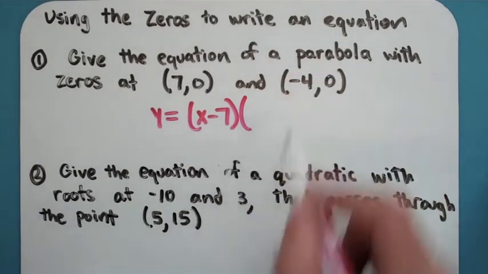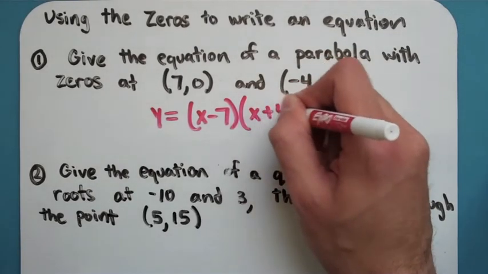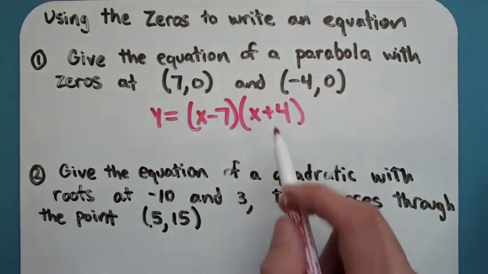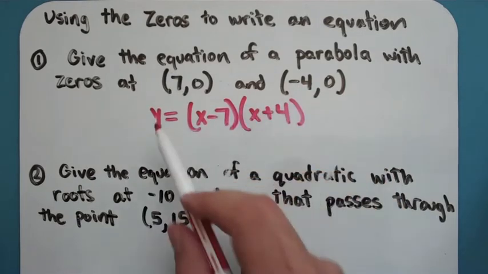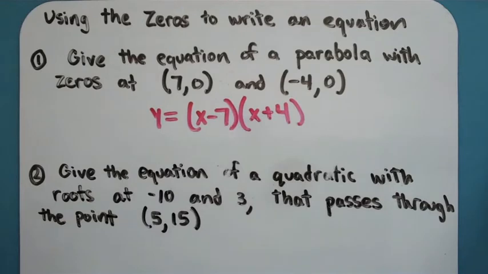Similarly, in the second one, if my root is at negative 4, that means I'm going to see an x plus 4, because when I plug in that negative 4 for that x right there, I get out a 0 for y. This equation will have those two roots, and that's all I really need to do.